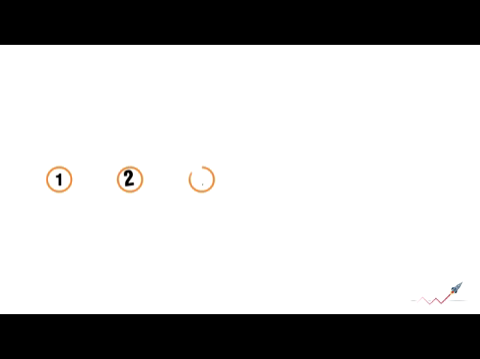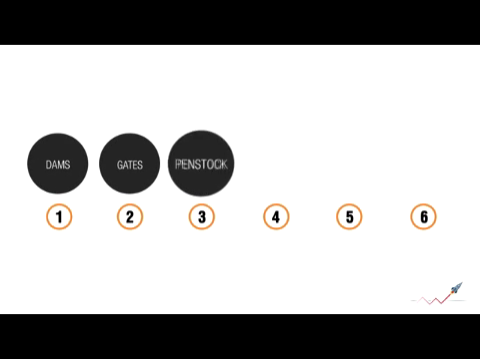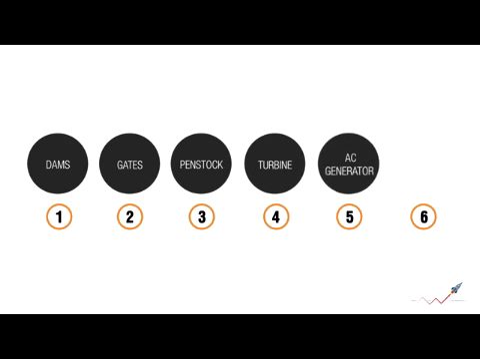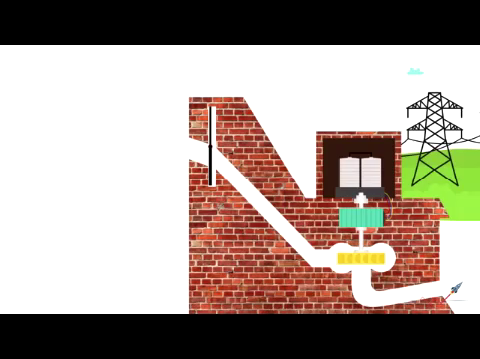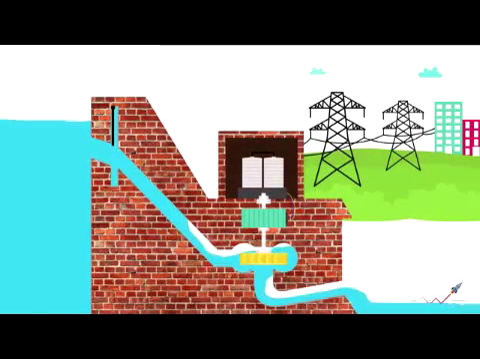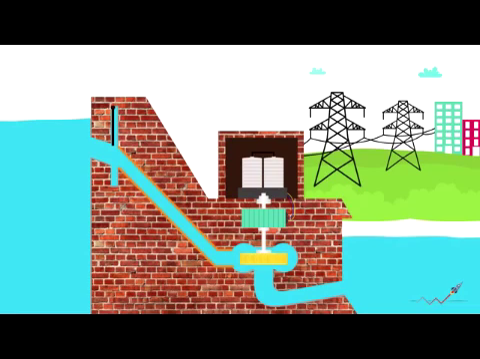The 6 main components of hydropower plants are dams, gates, penstock, turbine, AC generator, and transformer. Dams are built to hold back water, which means a large water reservoir. As the gates are opened, a small opening of a large reservoir builds very high water pressure as it flows through the penstock. Penstock is a pipeline that leads to the turbine.